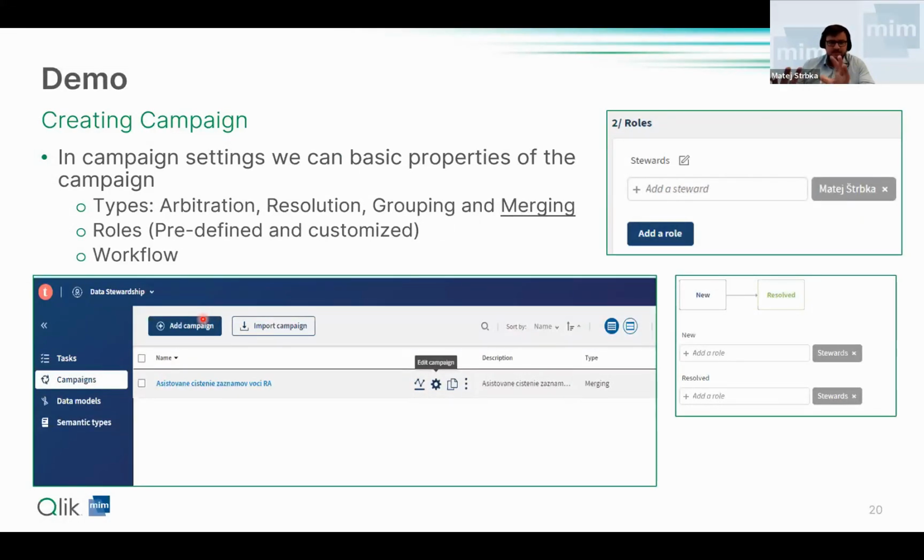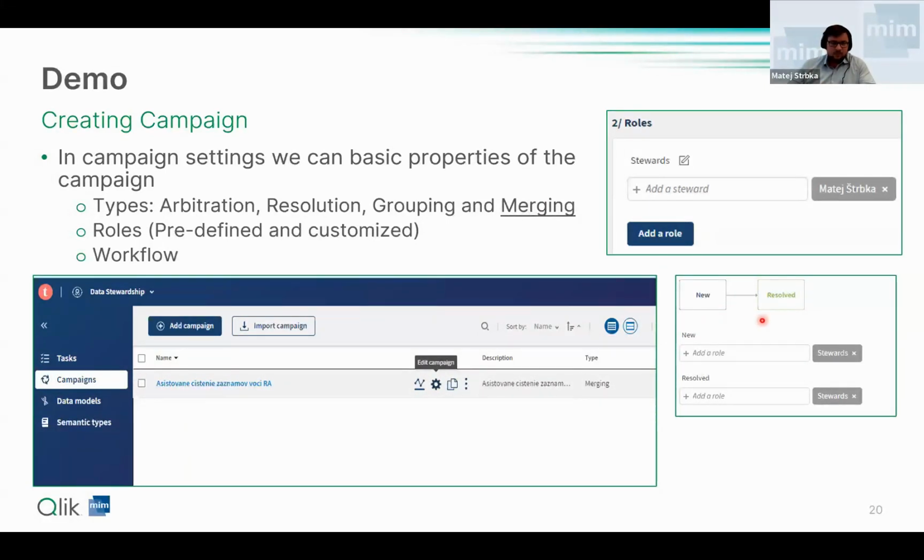The third step is setting up the campaign, or creating the campaign, and in campaign settings we can set the basic properties of the campaign, such as type, whether it is arbitration, resolution, or in our case I will show a merging campaign and what it looked like. We can define the roles, set up people who have these roles, and create a workflow.